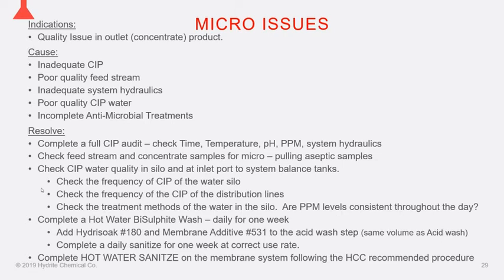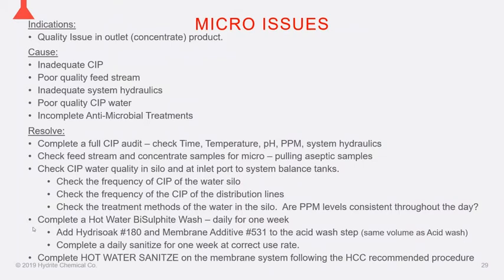Finding this issue as quickly as possible is going to be very important. A lot of times it's going to come to attention because they're going to see higher counts in their product, and that'll start setting off some alarm bells. Obviously, we need to isolate it to make sure that it's at the membrane system source. But in the meantime, you can start doing your full CIP audit. You can start checking the feed stream and concentrate samples, comparing what it comes in as and what it goes out as, to see if you have micro that's growing in the system.